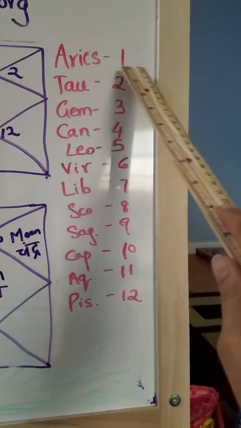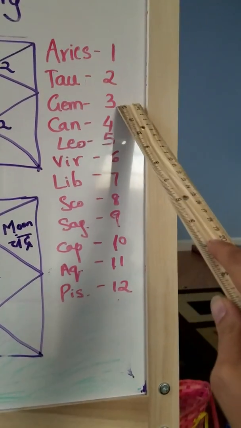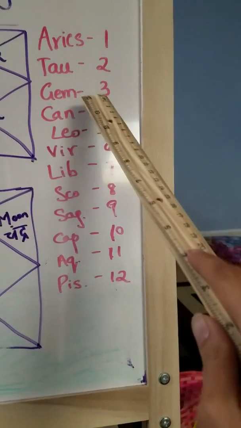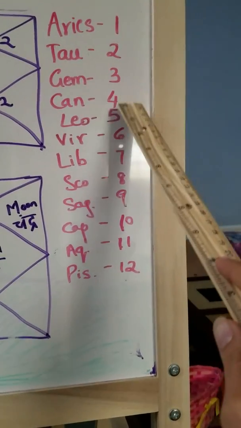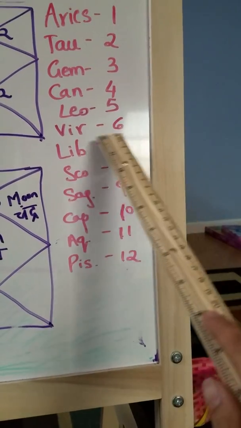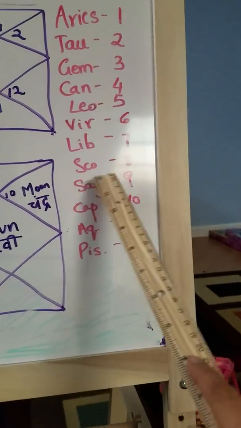So the sign of Aries is number 1, Taurus is number 2. You can pretty much read all of it here. And it always goes in the same order. So Gemini is 3, Cancer 4, Leo 5, Virgo is 6, Libra is 7, Scorpio is 8.